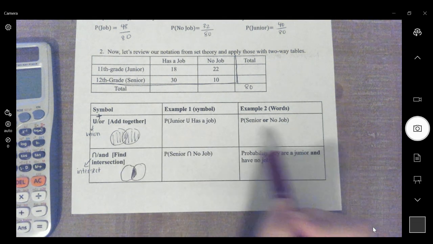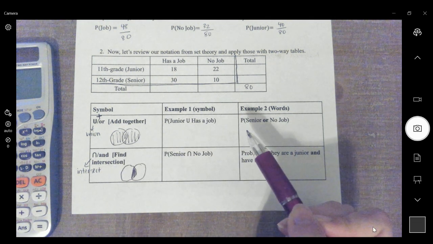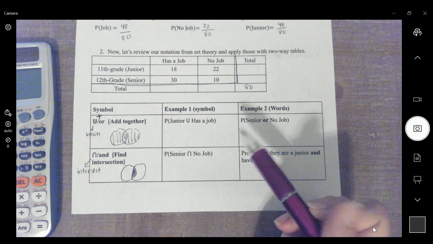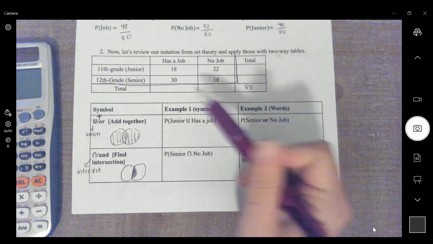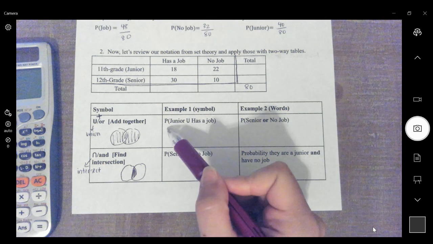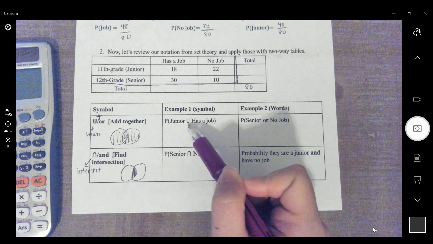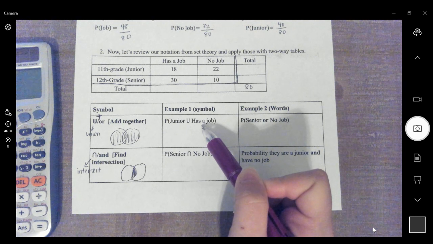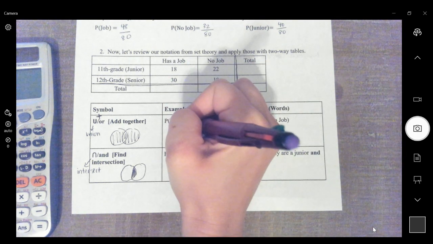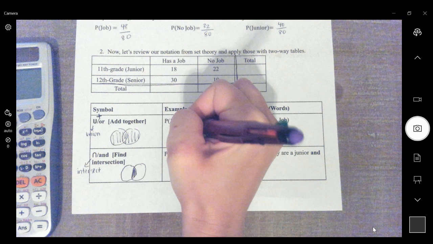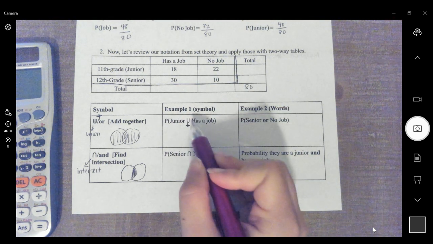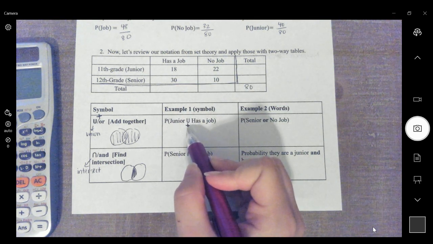So we'll do the union ones. To me, these are a little bit harder. You just have to be careful not to add the same number twice. That's why I'm not going to use the totals. So this says find the probability of selecting a junior, union, people that have a job. So I'm going to add junior plus anyone that has a job. So if I see the U, I'll automatically put a plus there.